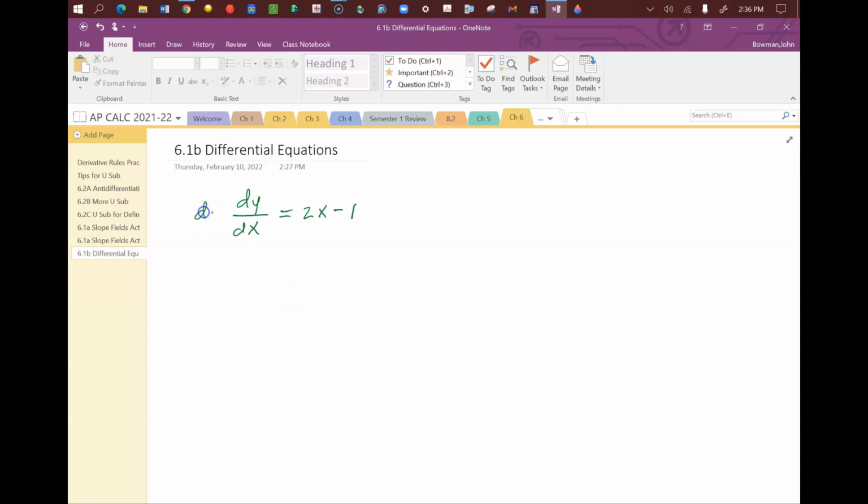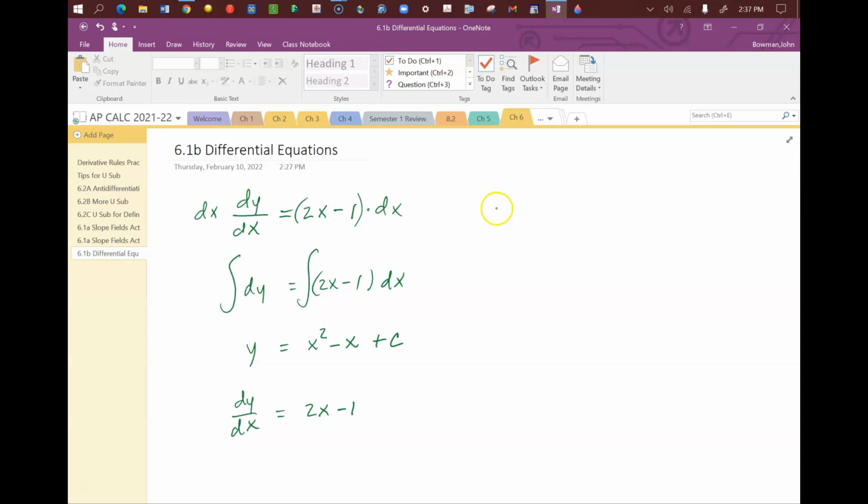We would start by multiplying both sides by dx, and we would have dy is equal to 2x minus 1 dx. And if you were to integrate both sides of this, on the left-hand side you would get y, and on the right-hand side you would get the antiderivative of 2x minus 1, which is going to be x squared minus x plus a constant c. And again, you can verify that if you take the derivative dy dx, you get 2x minus 1 because the derivative of the constant is 0.